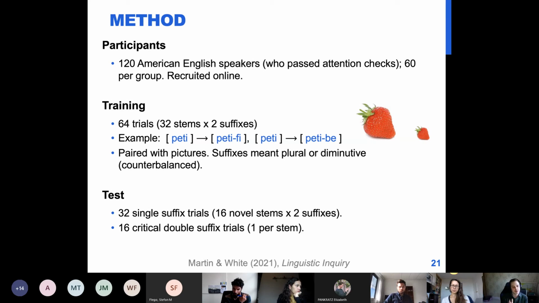But crucially, they also got these critical double suffix trials. So in this case, for every stem, they had to put both suffixes on there at the same time, and that's not something they had ever seen in training. So here we're really asking them to generalize whatever pattern they learned to this new kind of stimulus they haven't seen before, which is this stem plus two suffixes together to give us this longer word. So they see, for the first time, diminutive and plural together, so multiple little butterflies.